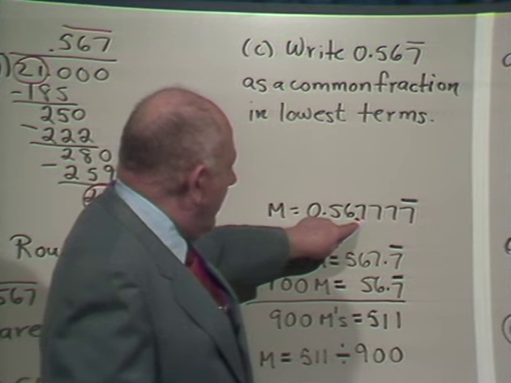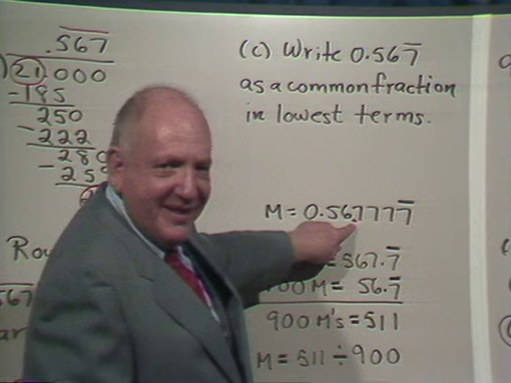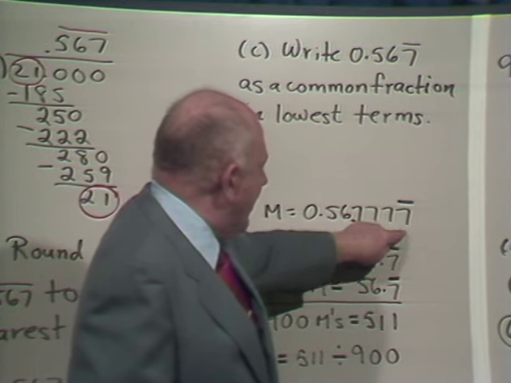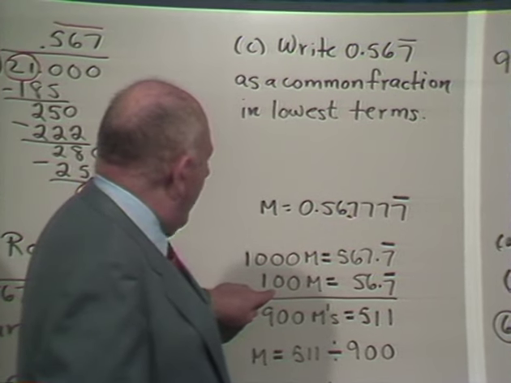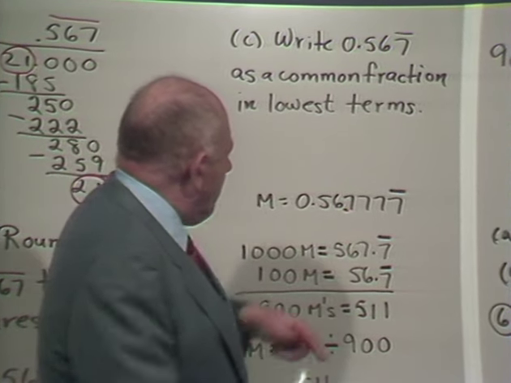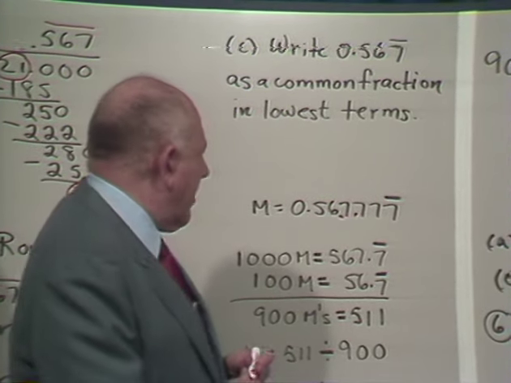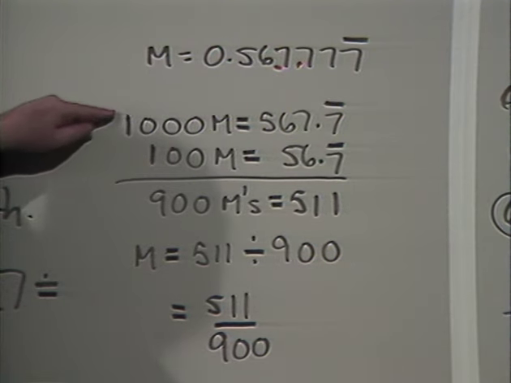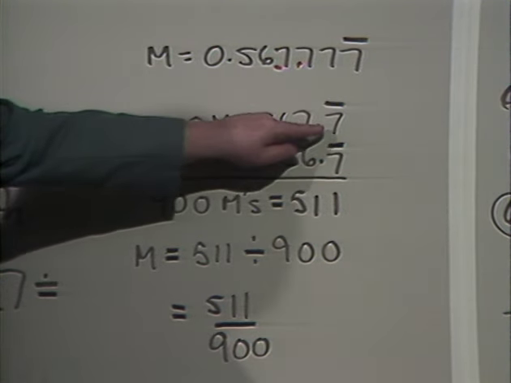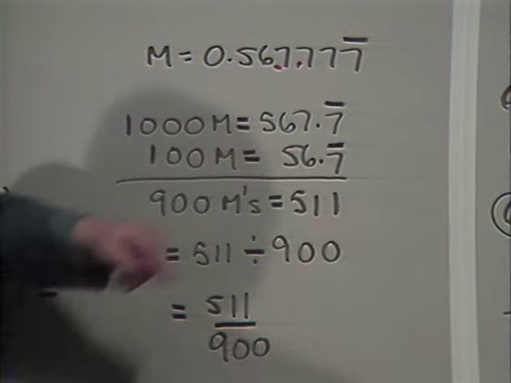So the first point that I can put the decimal point is where? Between the 6 and the 7. That's 7, 7, 7, 7. Moving the decimal point 2 places is the same as multiplying by 100. The next place I can put the decimal point is between the first 7 and the second 7. That's multiplying by 1,000. In other words, 1,000m is 567.7 bar. 100m is 56.7 bar.